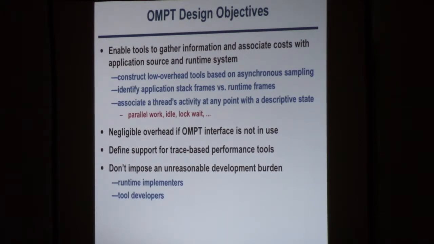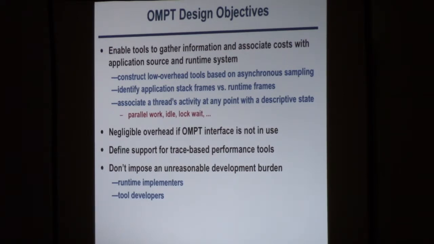And so what we want to support is low overhead tools based on asynchronous sampling. We want to be able to identify which frames belong to the application code and which frames belong to the runtime system. And it's not as simple as just saying which frames are in the runtime system shared library. The runtime system might call C library functions, and when the C library functions are called, we want to know which calls are on behalf of the runtime system and which calls are on behalf of the application. So we want to be able to identify what represents application work and what represents runtime effort.